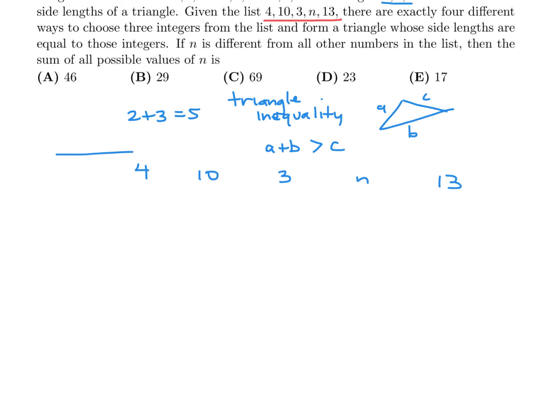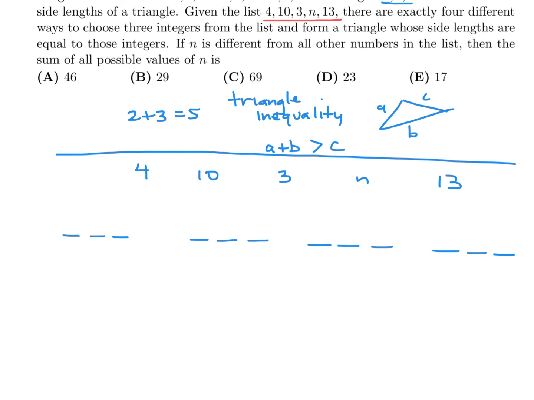And they're saying from that list, you have to form exactly 4 different groups of 3s. So 1, 2, 3, that's one group, 1, 2, 3, 1, 2, 3, and 1, 2, 3. And each of these groups, you're able to make a triangle legitimately obeying the triangle inequality. Got it? Okay, so let's see here.